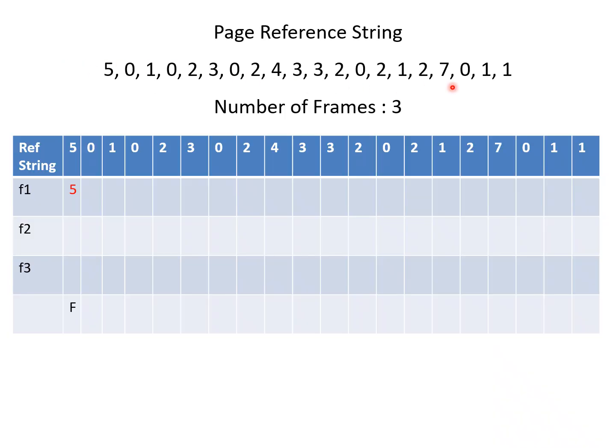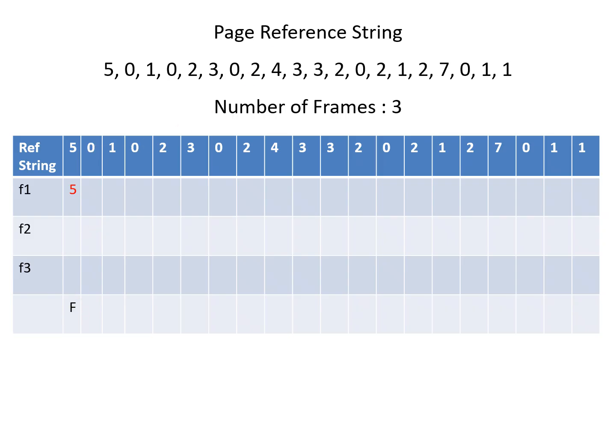Here we'll go through this example. This is a page reference string and the number of frames is 3. For this example, we are going to apply the most recently used page replacement algorithm. Initially all 3 frames are empty, and the CPU requests the first page, that is 5. It searches in the memory. 5 is not available, all the 3 frames are empty, so that 5 leads to a page fault.